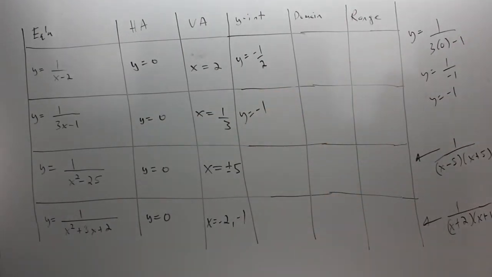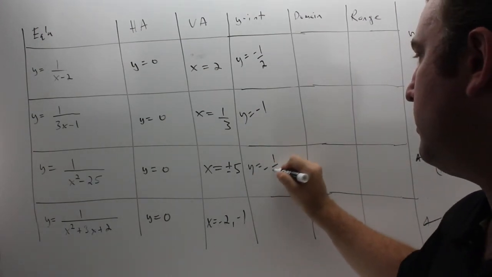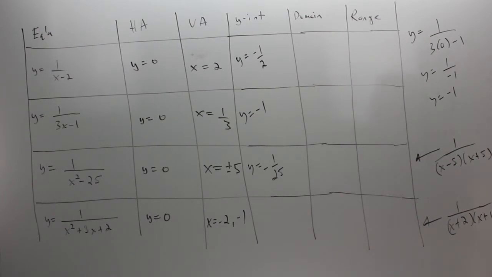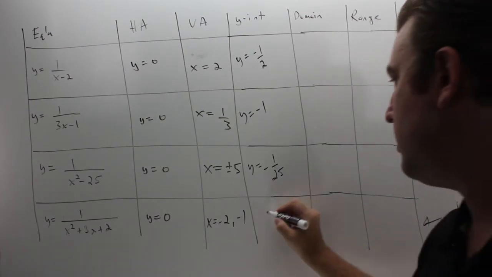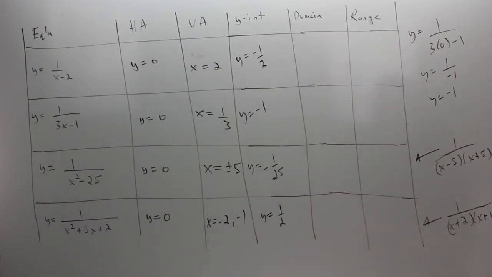The next one, if we plug that in, we're just going to simply get y equals 1 over negative 25. And the last one, if we plug in 0 for x, we get y equals 1 over 2, because 0 squared is 0, plus 3 times 0 is 0, plus 2 is 2, so 1 over 2.